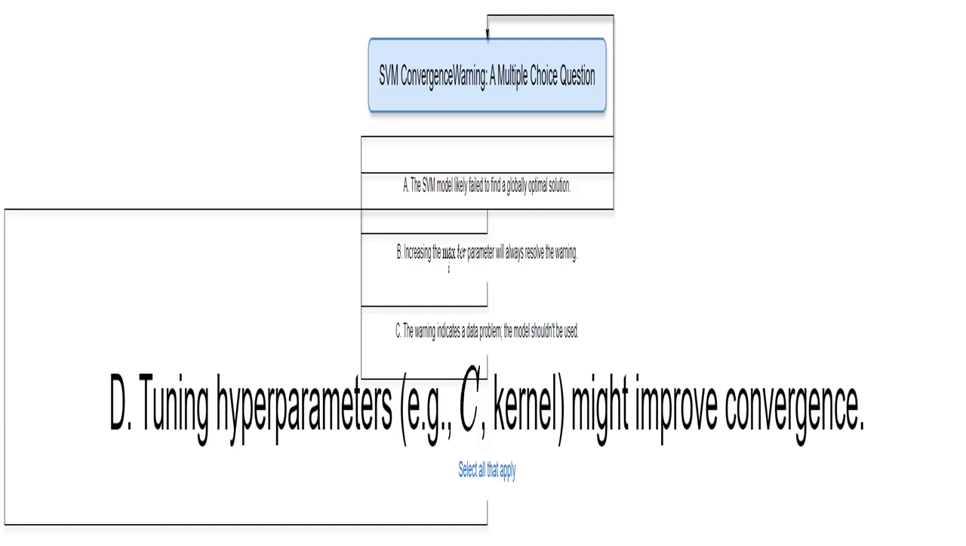This is a great idea. The "C" parameter controls the balance between maximizing the margin and minimizing errors. The wrong "C" value can cause the optimization to slow down or even fail to converge. The choice of kernel function also matters. Experimenting with these settings can often get you better results.